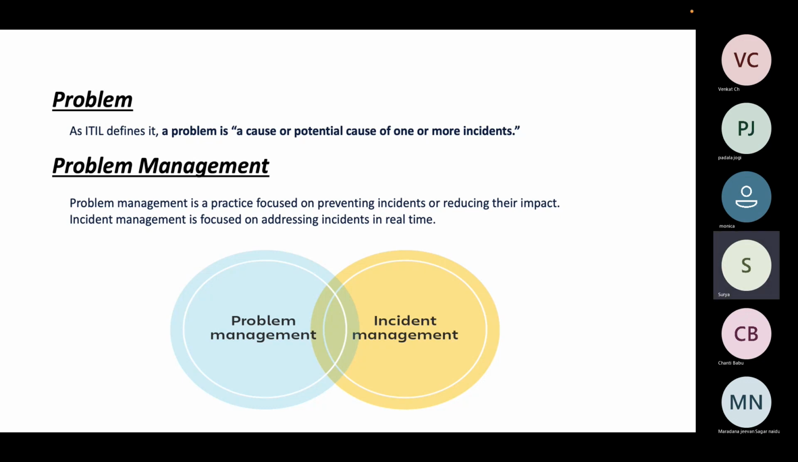Problem management is a practice focused on preventing the incident creation itself. Incident management is focused on resolving an incident as soon as possible whenever it is reported. But problem management is a step ahead. As I mentioned earlier, it is a proactive kind of methodology where we try to minimize the creation of incidents by removing those causes which create the incidents. It is a kind of preventive mechanism, we can say.